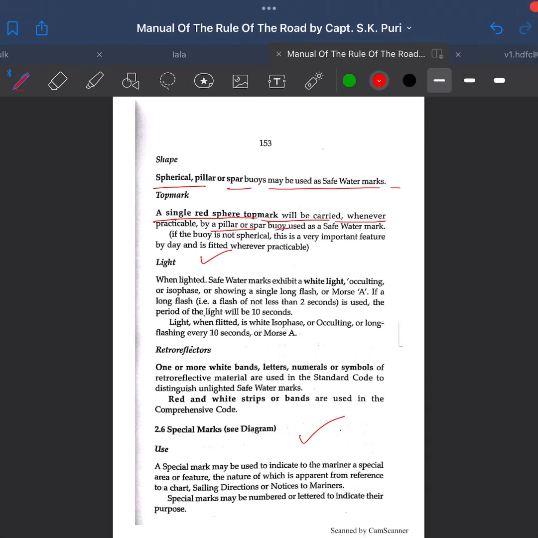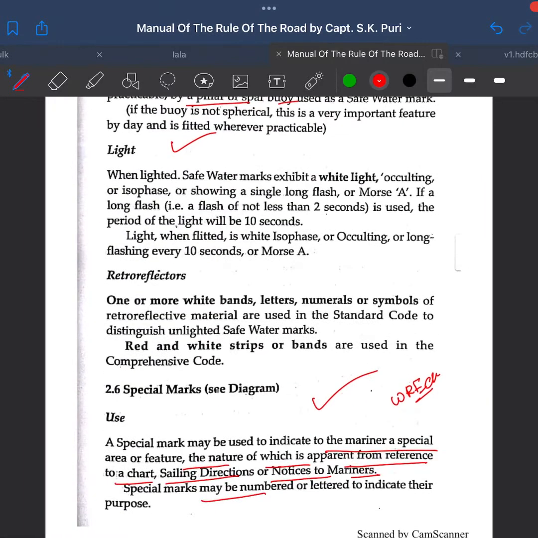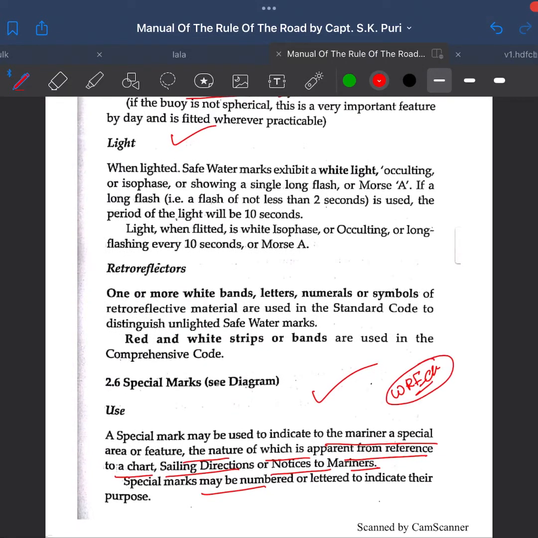What is a special mark? A special mark is used to indicate a special area or feature to the mariner, which is apparent from reference to a chart, sailing directions, or notices to mariners. Suppose a notice to mariners reports that a wreck is found. It can also be used as a wreck mark. Okay, isolated danger also, special mark also, no problem. So if this has come into the notice to mariners, then to indicate it we can use this special mark.